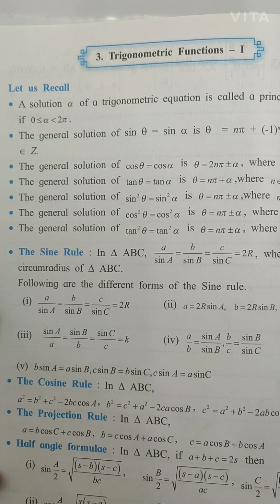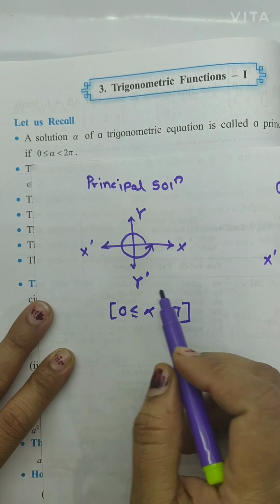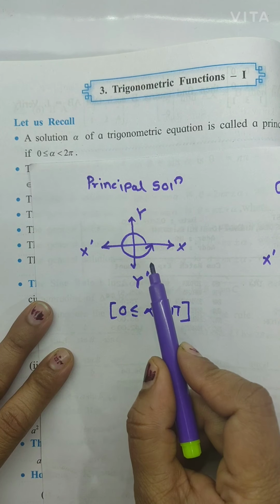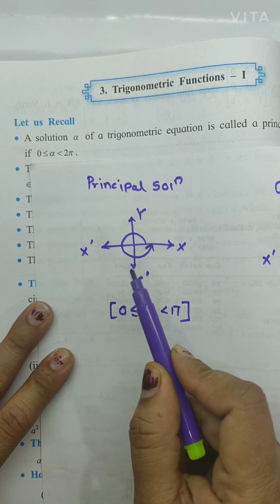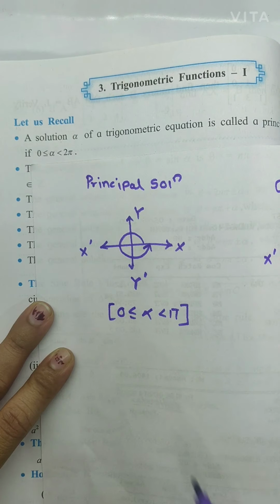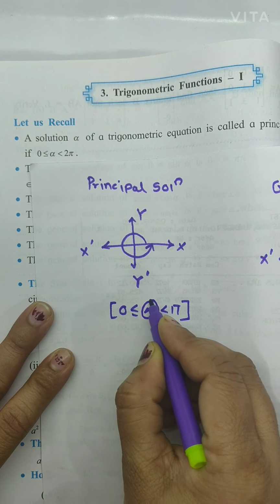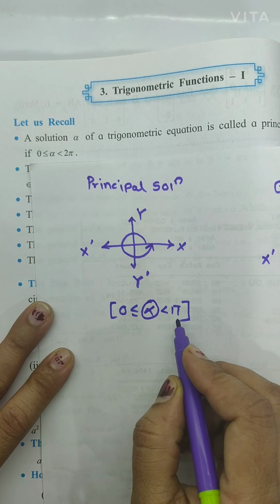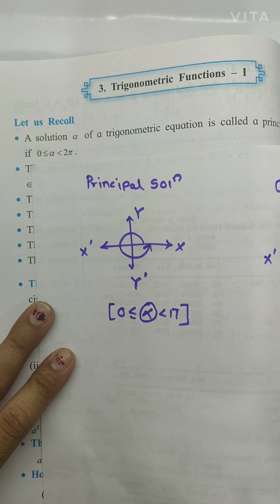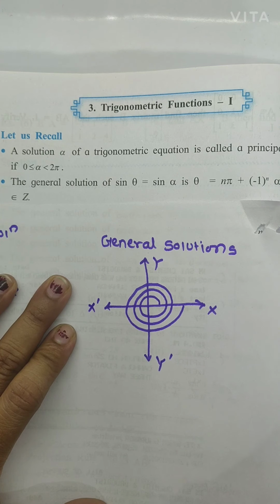Let us see. This is the xy plane representation of our principal solutions. It means that if we have any angle alpha which lies between 0 and pi, then we will get the principal solutions. Now see the general solution.